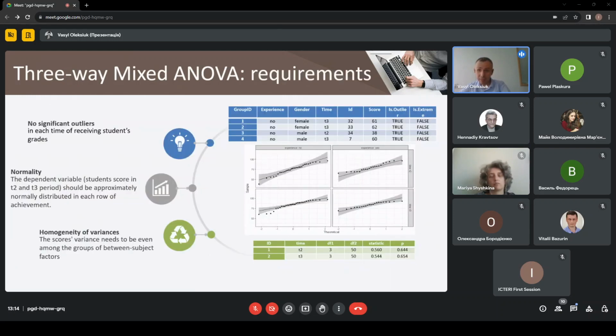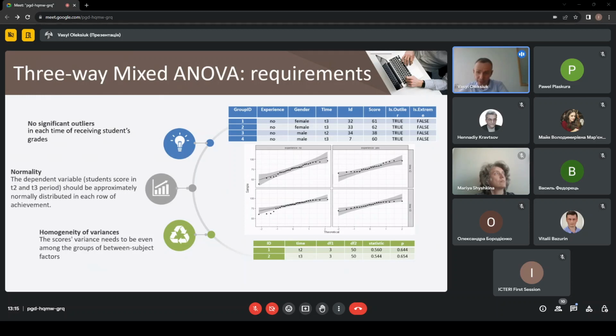The statistical analysis of the data was conducted in the RStudio environment. In order to use the mixed ANOVA method, we checked that the data meets the following requirements. There are no significant outliers at each time of receiving student grades. The first table presents the result of the identify_outliers function, which proved the absence of significant outliers.